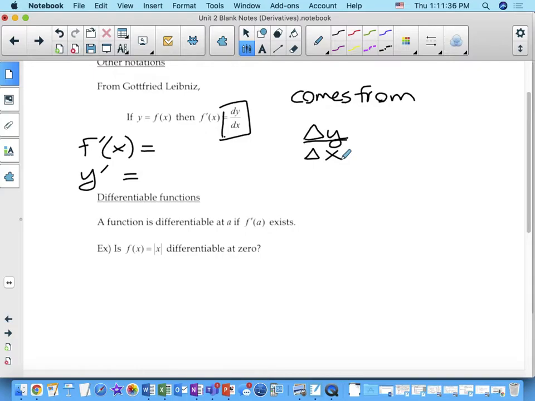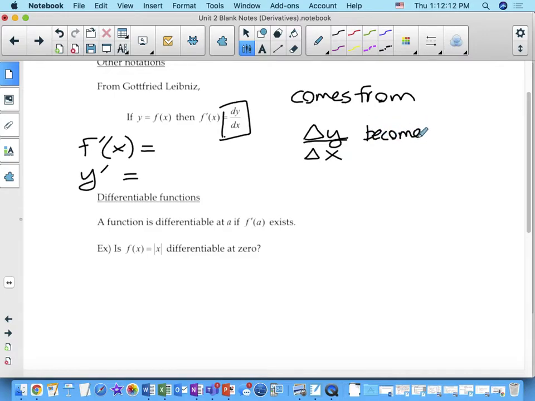but instead of it being an average change in y over an average change in x, the dy over dx represents an infinitesimal change in y. So the change is so small that it's almost infinitely small. Okay, and that's how we notate that the rate of change is instantaneous as opposed to an average rate of change. Okay?